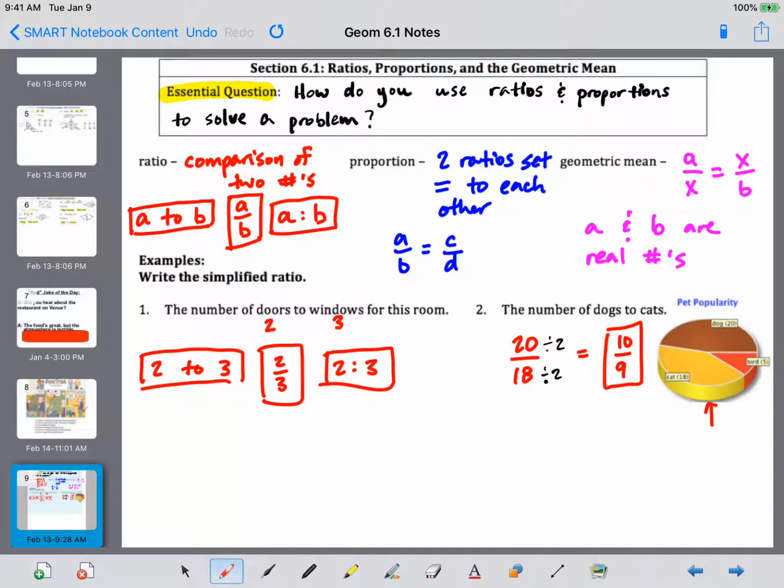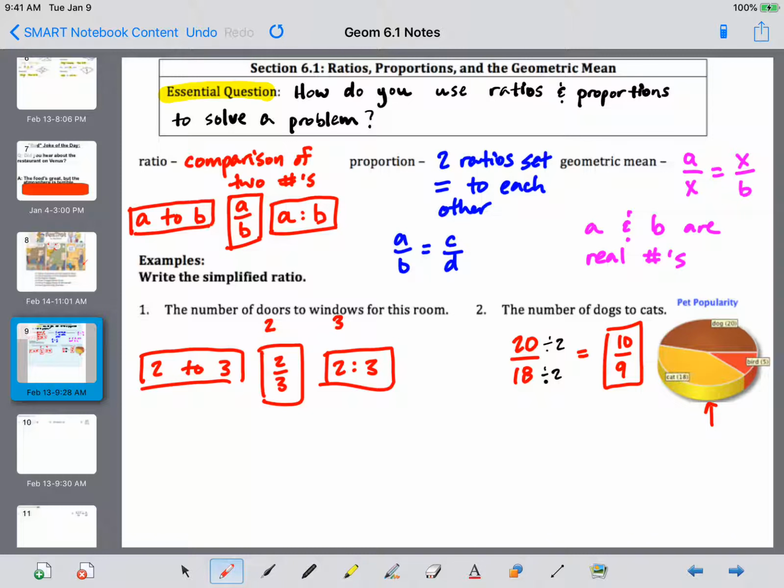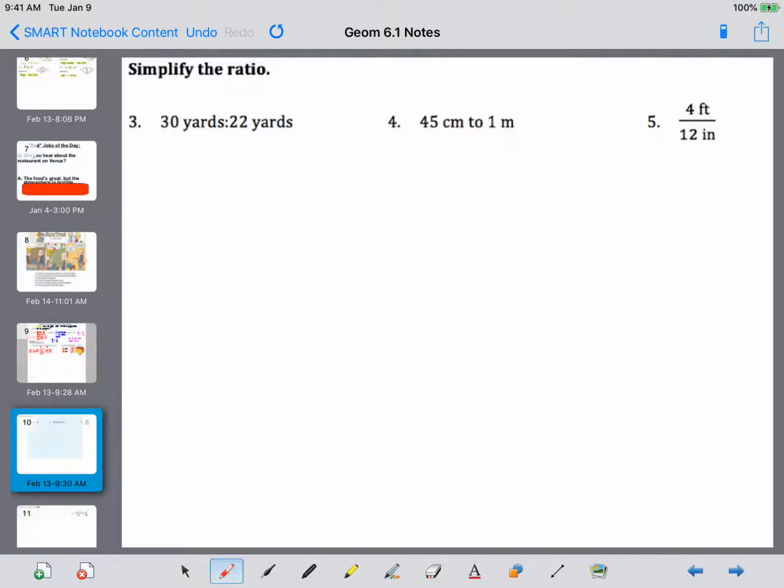All right. Okay, let's get into a couple more problems here. So if you want to give this a shot and pause the video and try these 3 practice problems just to see how you're doing, go ahead and do that. I'm going to jump right in here though. We're going to simplify these ratios.